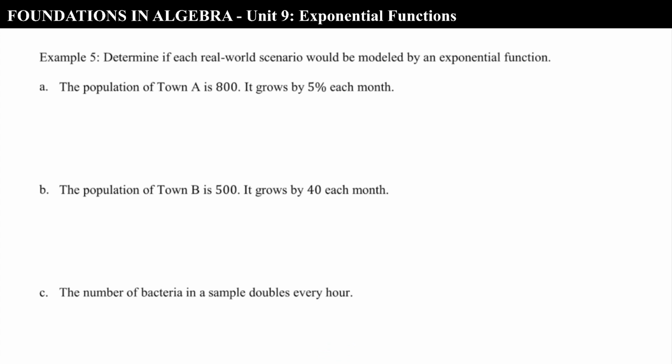So let's determine if each real-world scenario would be modeled by an exponential function. So for A, the population of town A is 800. It grows by 5% each month. So we know our starting value is 800. That's our A value.